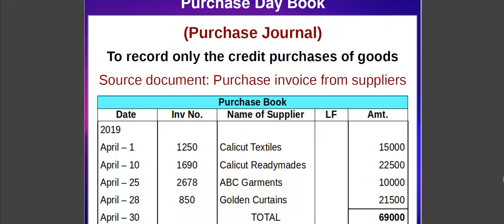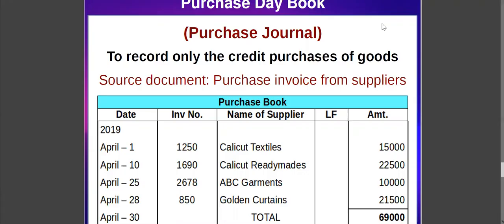See, purchase day book, purchase journal, to record only the credit purchase of the goods. So this is called purchase book. This means credit purchase oriented all transactions come under this head.